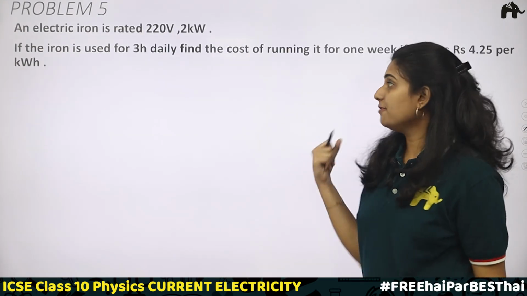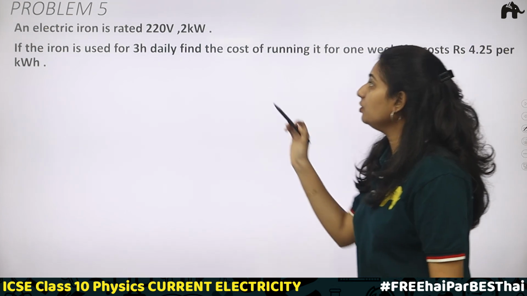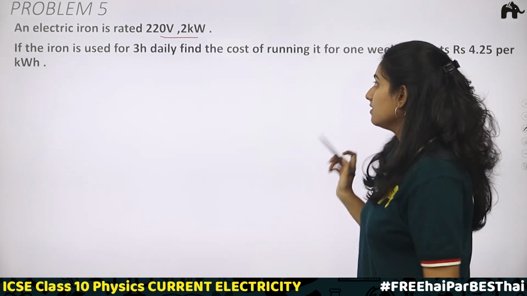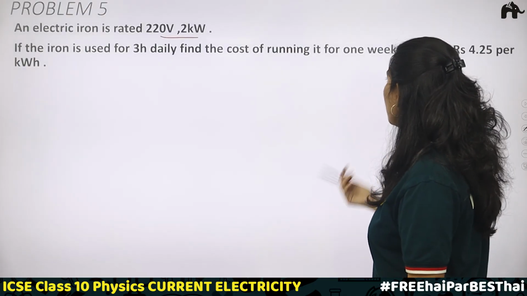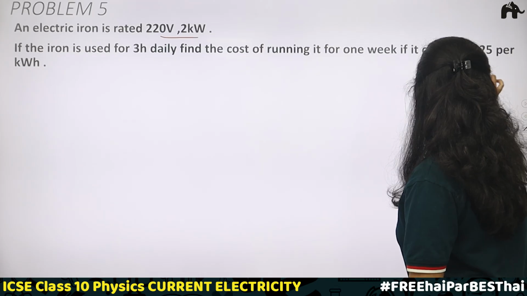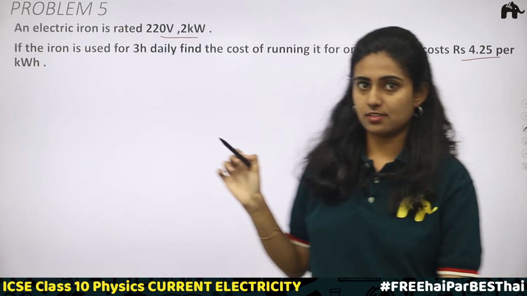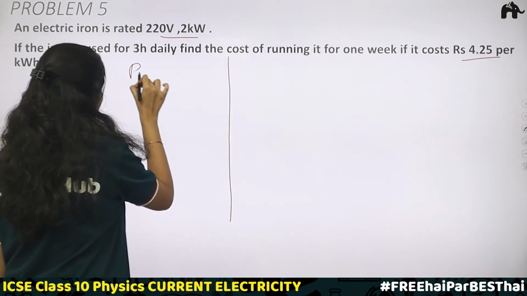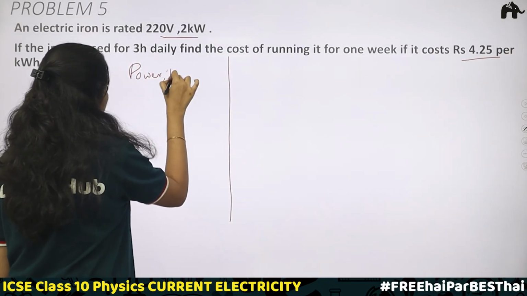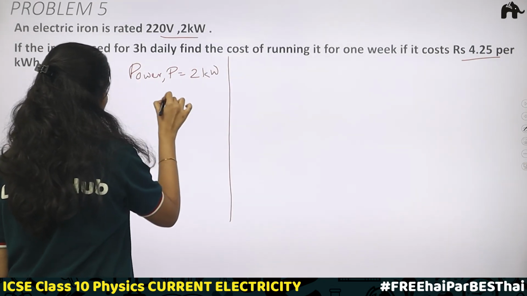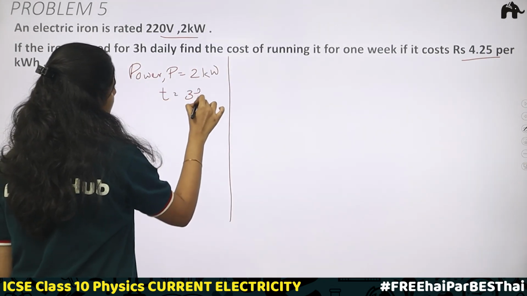Clear? Problem 5. An electric iron is rated 220 volt 2 kilowatt. If the iron is used for 3 hours daily, find the cost of running it for 1 week if it costs rupees 4.25 per kilowatt hour. So here we have the power given. Power P is equal to 2 kilowatt and daily it is being used for time equal to 3 hours.